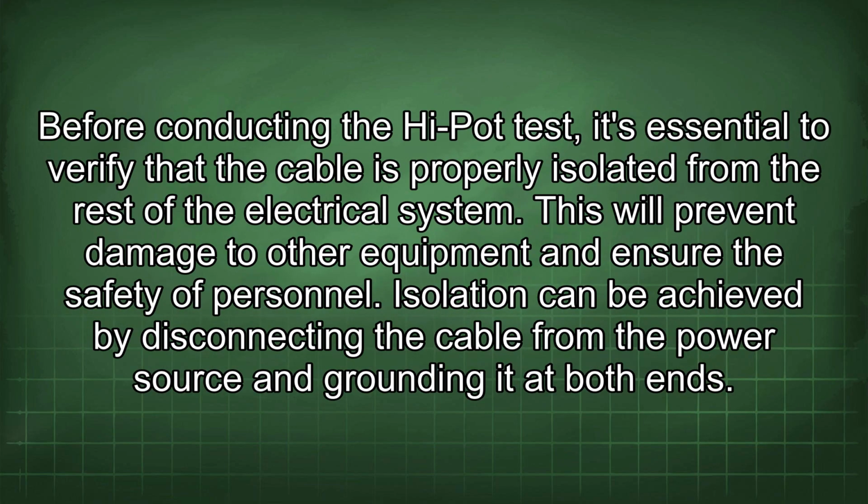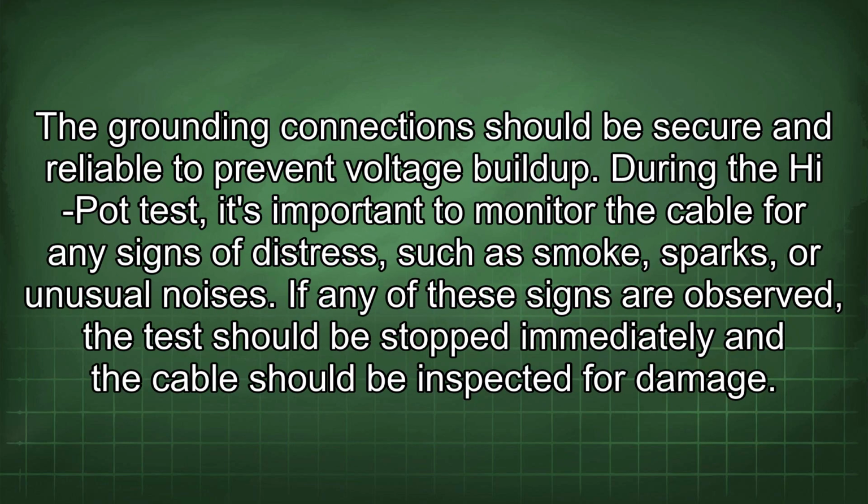Before conducting the high-pot test, it's essential to verify that the cable is properly isolated from the rest of the electrical system. This will prevent damage to other equipment and ensure the safety of personnel. Isolation can be achieved by disconnecting the cable from the power source and grounding it at both ends. The grounding connection should be secure and reliable to prevent voltage buildup.